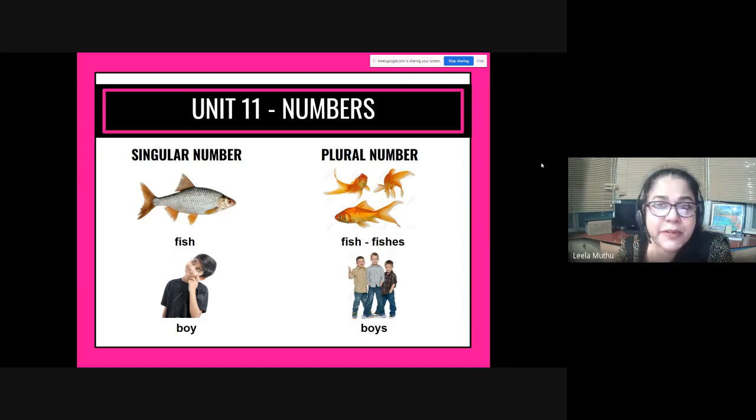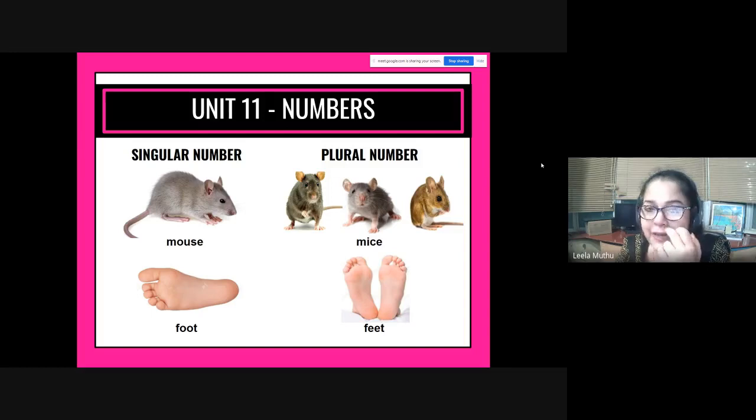It always takes me a little bit of time to find them, but whatever looks nice to my eyes, I always choose those, and I love these. And then of course you have the cute mouse on the left, singular number, but it's not mouses. It's mice, many mice.